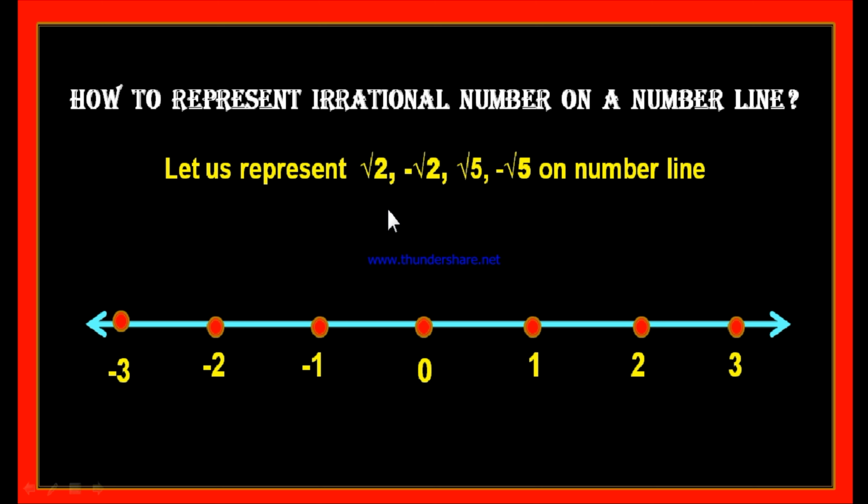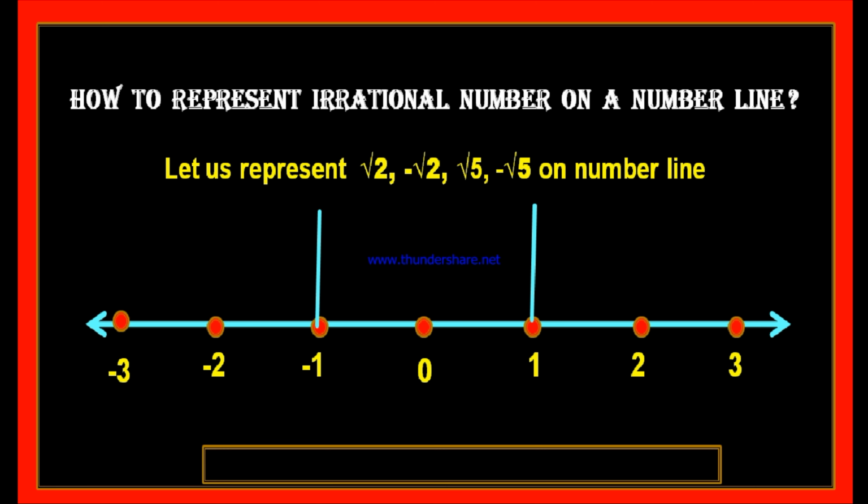Later we have to find where this plus root 2 lies on this number line, and where this minus root 2 lies on the number line. In order to get it, you may draw perpendicular lines at plus 1 and minus 1. Understood? You draw a perpendicular line at plus 1 as well as at minus 1. We may recollect Pythagoras theorem once.